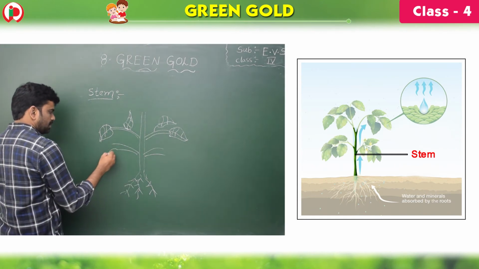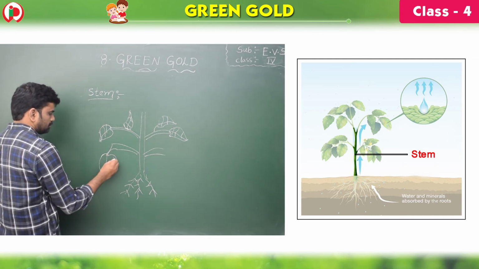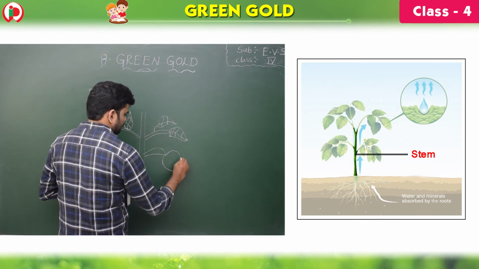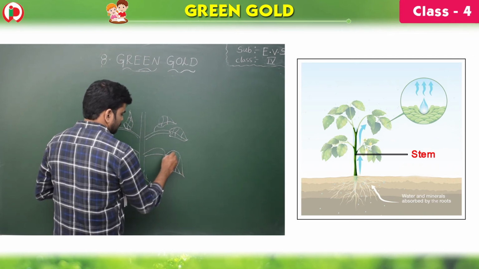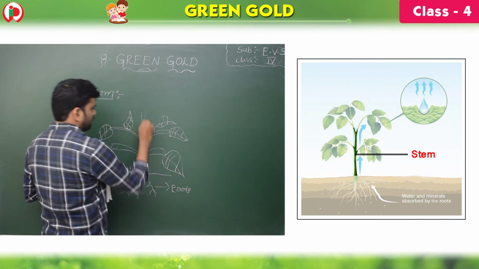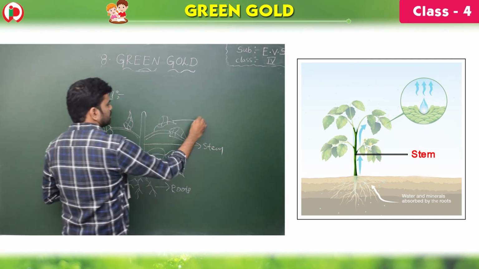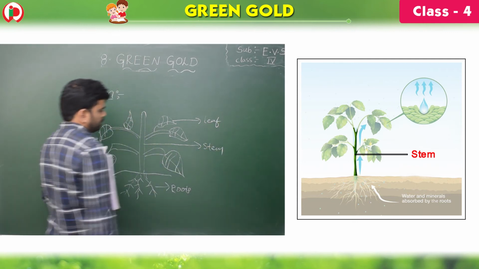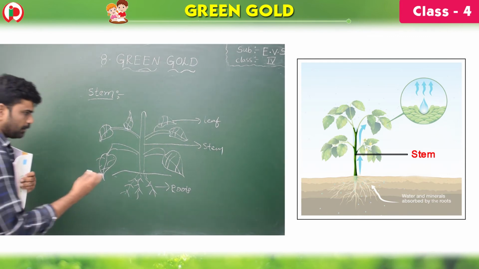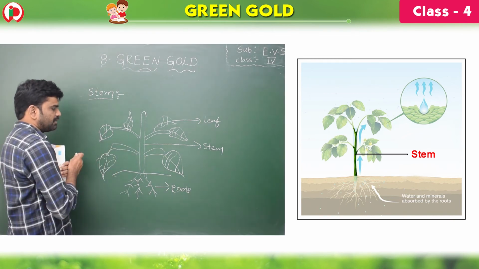So this is also one of the leaves here, see, children. So this is the ground, these are the roots, and this is the stem, and this is leaf. Children, if you clearly observe, the roots are lying under the ground, and this is the stem, and these are the branches with leaves.